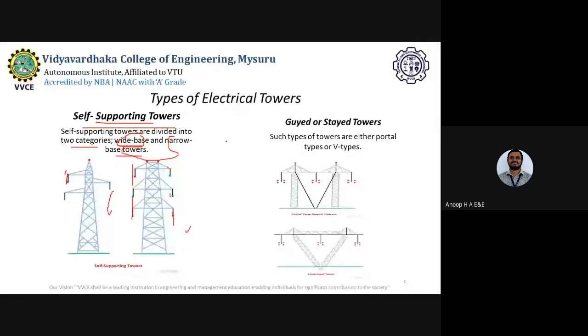All right, so next we have guyed or stay towers. Such types of towers are either portal type or V type. Here you will have the type of supporting structure, but you will not see much of it. You'll be seeing the self-supporting towers all the time, rather than the V type or guyed type towers. So we will be using the self-supporting towers all the way.